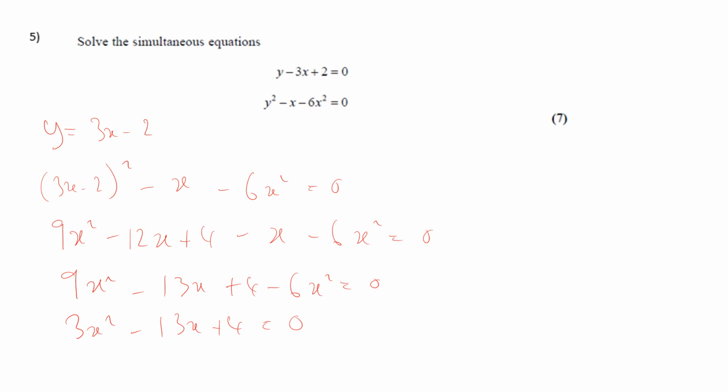Okay, so we need to solve for that equation now. We can factorise that. So that's (3x minus 1)(x minus 4) equals 0. And from that we get that x equals 1/3 from the first bracket and x equals 4 from the second bracket. Okay, now we need to work out what y is equal to.